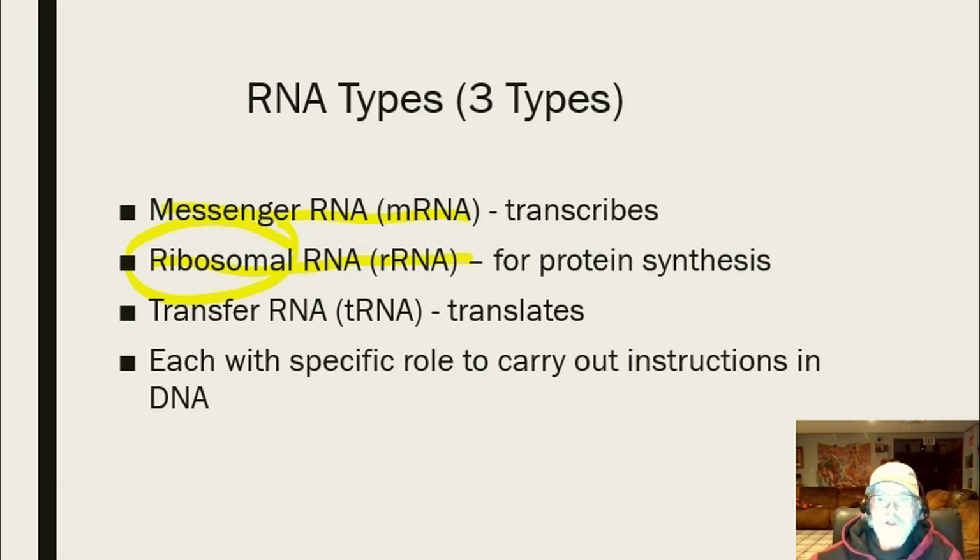Okay, so again, we talked about how the ribosomes are basically two subunits, one with ribosomal RNA and the other one with another protein just to hold together. The third type of RNA I have is called transfer RNA, and basically this translates the code and brings the appropriate amino acid to put in the mix. I'll show you how that happens in a little bit. Okay, so each has a specific role to carry out from instructions of how to make a protein.